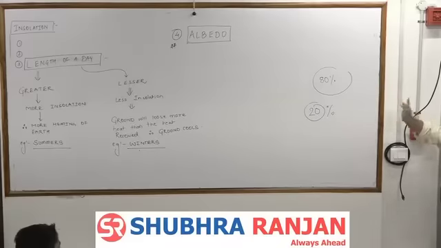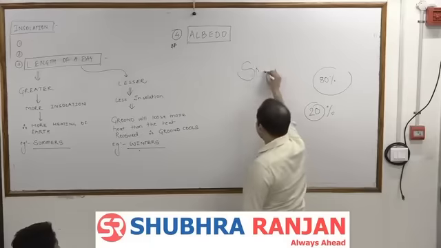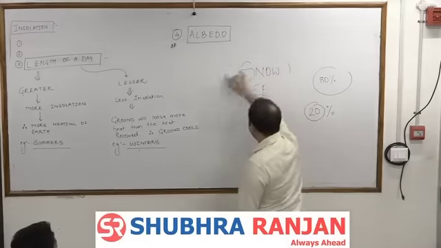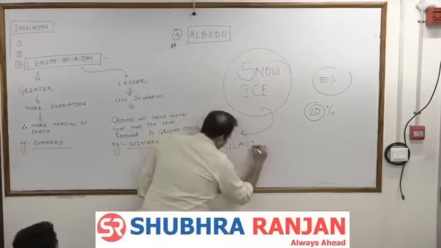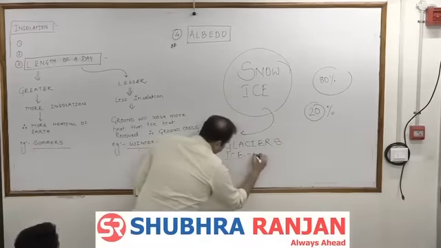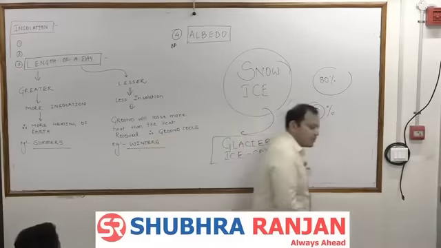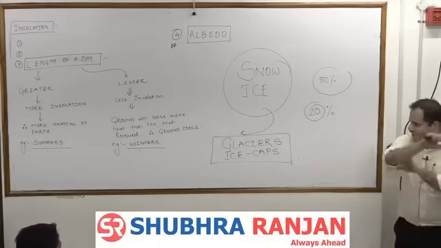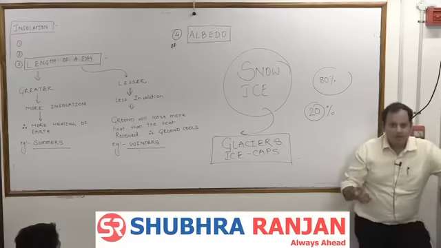the earth. What is white in color? Snow, ice. So what are snow and ice in nature? Glaciers, ice caps, etc. So wherever there are snow and ice caps, will the temperature be very low? Why? Because the entire sunlight will be reflected back into space and it will not be used for absorption.